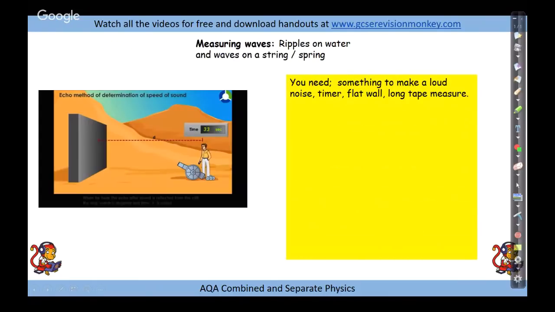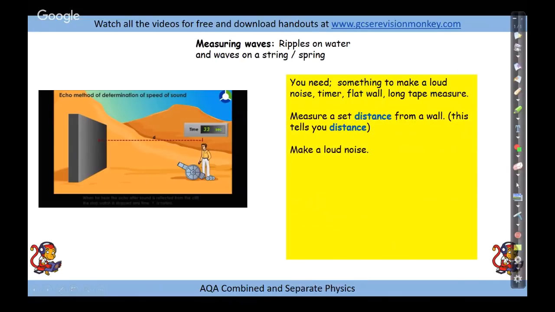Okay, another way of measuring the speed of sound, which is slightly less technical, is the echo method. In order to do this, you're going to need something to make a loud noise, a cannon for example. You're going to want a flat wall, a long tape measure to know the distance you are away from the wall, and a timer to time how long it takes for the sound to come back. So measure a distance from the wall.